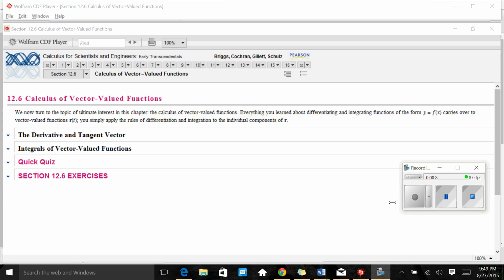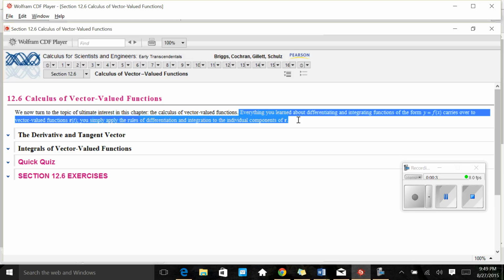The very nice thing is that this whole section can pretty much be summed up right here in the first sentence. Everything you learned about differentiating and integrating functions of the form y equals f of x carries over to vector-valued functions r of t. You can simply apply the rules of differentiation and integration to the individual components of r. Our r of t function has an x of t, y of t, z of t function, usually is the way that we think about it. And each one of those functions is a scalar function, meaning they're functions that live back in Calc 1. So everything that you did there basically works.